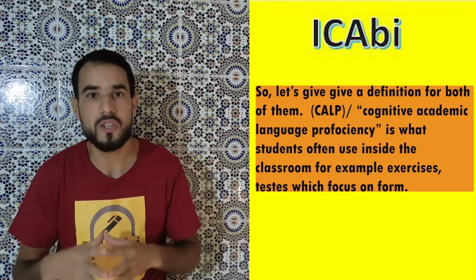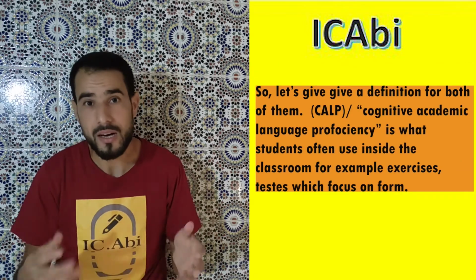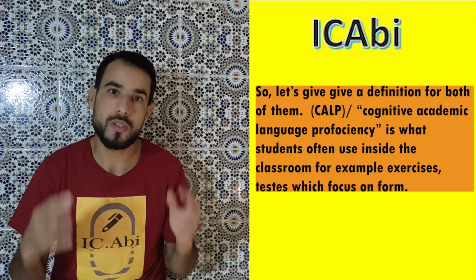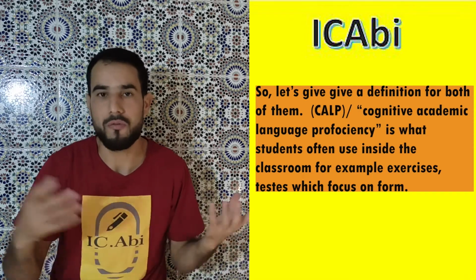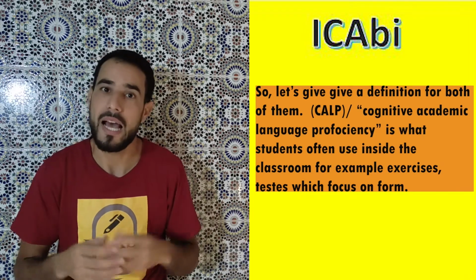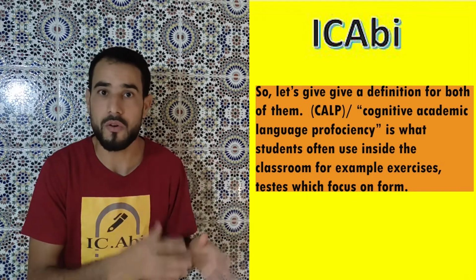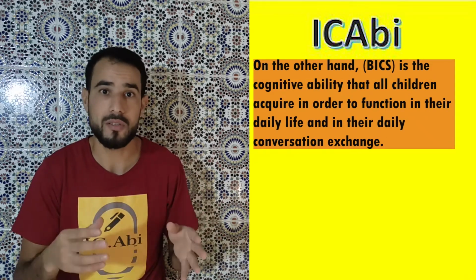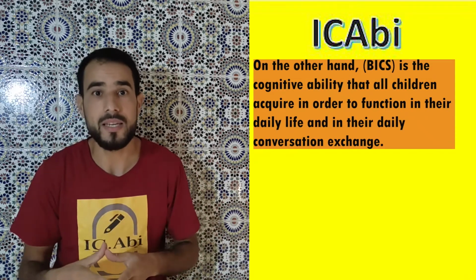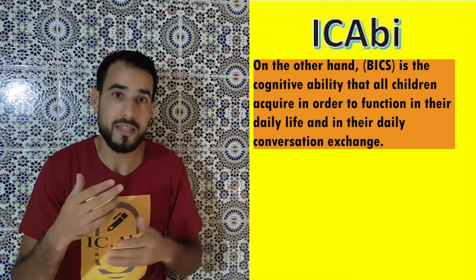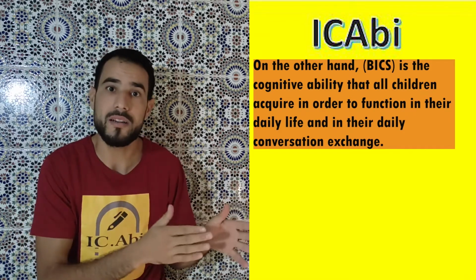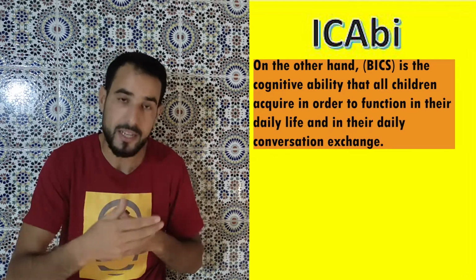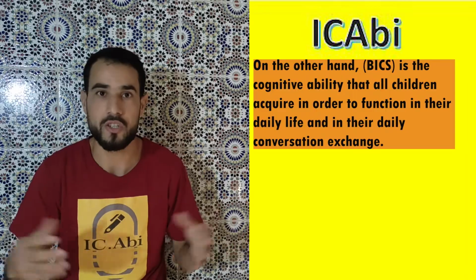So let's give a definition for both of them. CALP, or cognitive academic language proficiency, is what students use inside the classroom, for example, exercises and texts which focus on forms. And on the other hand, BICS, or basic interpersonal communicative skills, is the cognitive ability that all children acquire in order to function in their daily lives and their daily conversation exchange.